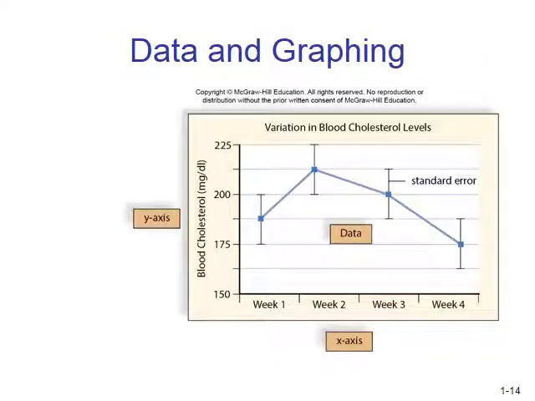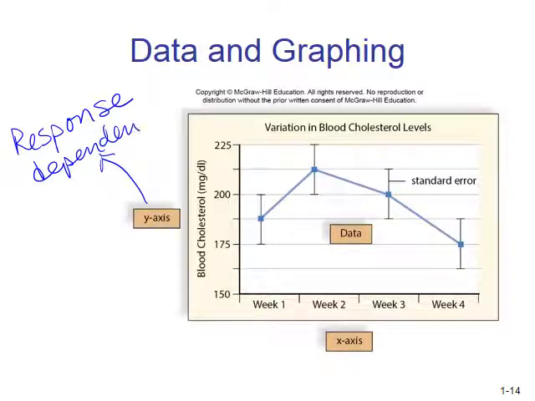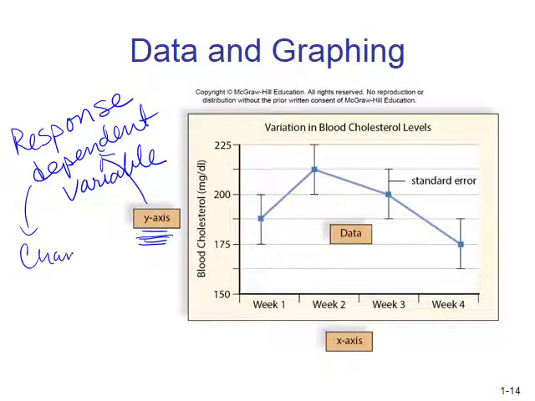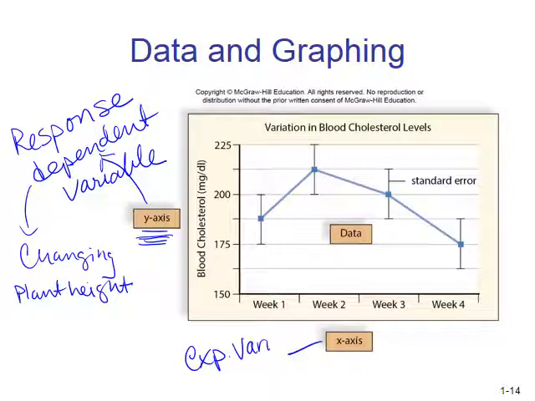I thought I would throw this slide in about data and graphing because one of the things that you'll notice when you do the labs is that the y-axis is always going to be the response, or what we call the dependent variable. So the y-axis is always going to be the thing that's changing. In our last example, it was plant height. The x-axis is always going to be the experimental variable, which we also call the independent variable.